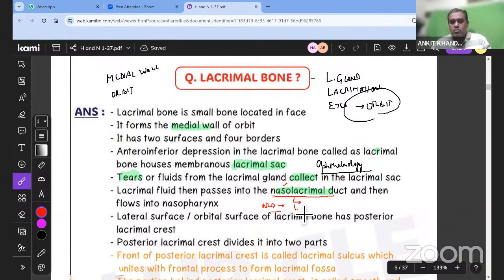Now, where into the nose? It opens into the inferior meatus. That is around the inferior concha. The opening under the inferior concha is known as the inferior meatus. Remember that. And from there, it goes to the nasopharynx. So these are the famous questions that will be asked from the lacrimal bone, right?